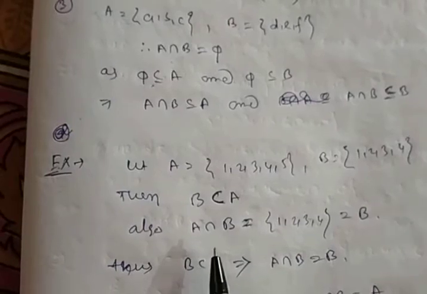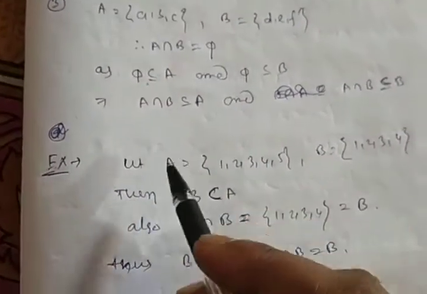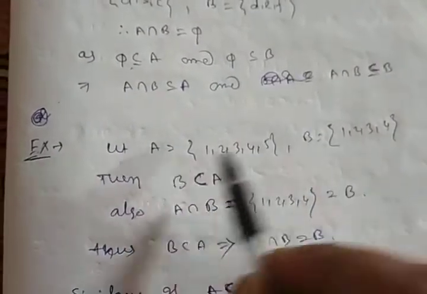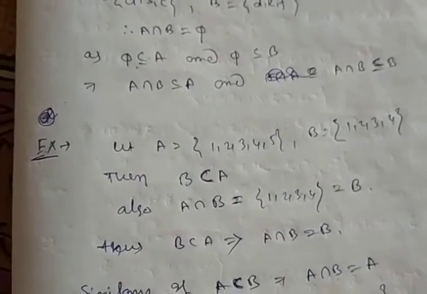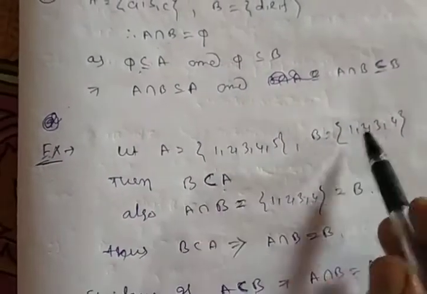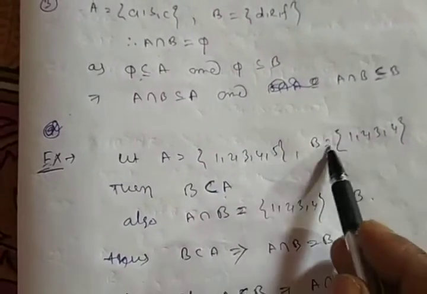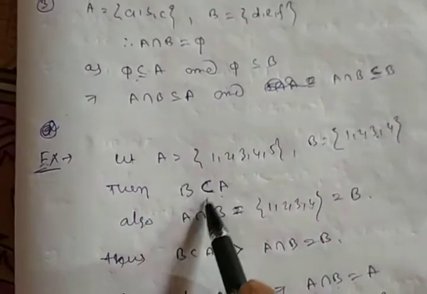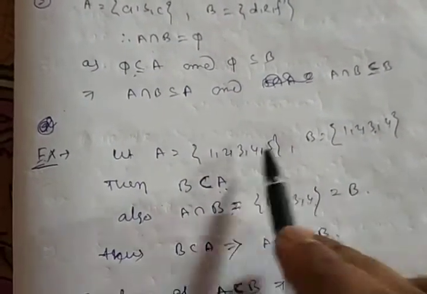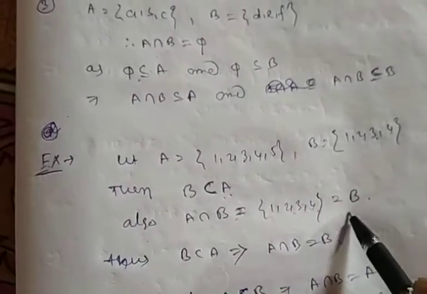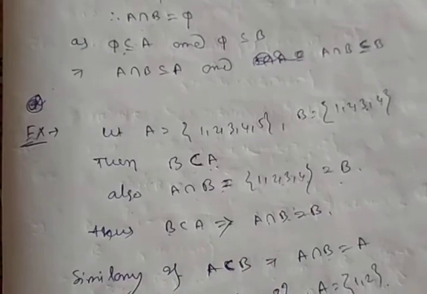Now the second part, the last result. To prove the last result, I have taken an example with A as {1, 2, 3, 4, 5} and B as {1, 2, 3, 4}. So here obviously B is a subset of A, as every element of B is contained in A, but there is an element 5 which is not contained in B. So B is a proper subset of A. Also A intersection B equals {1, 2, 3, 4}, the common elements of A and B, which is B. So B subset of A implies A intersection B equals B.